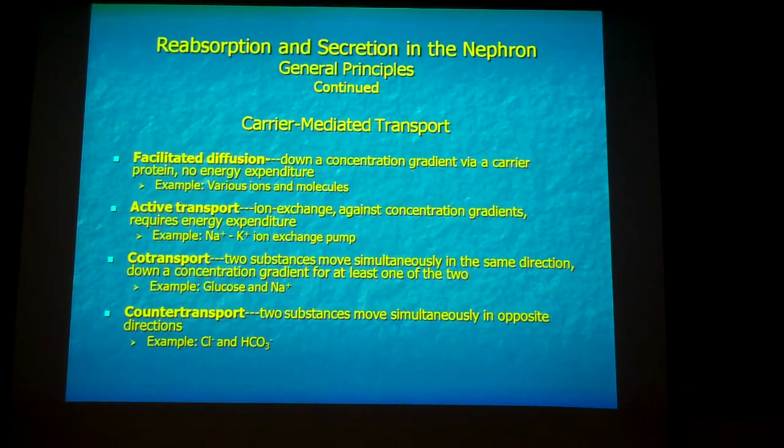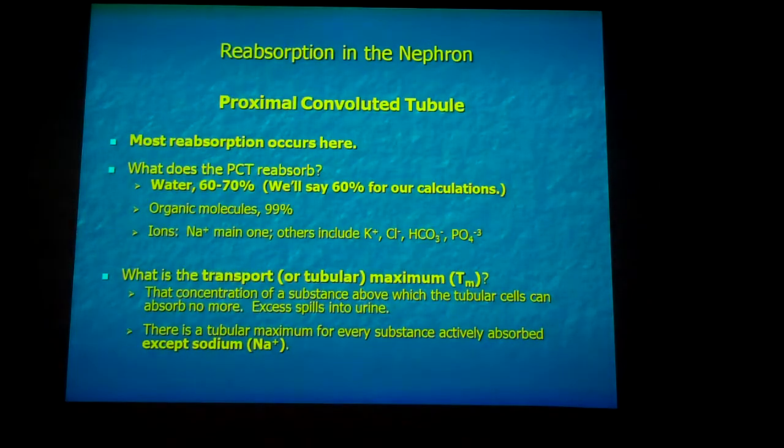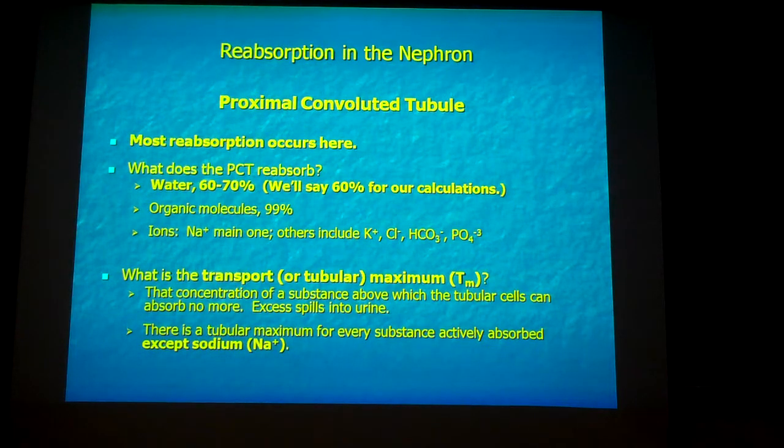Counter-transport is when you have two substances moving in opposite directions at the same time across the cell membrane. A typical example is bicarbonate and chloride. They always move in opposite directions across the cell membrane. All right, so let's head down the convoluted tubular system and see what happens.